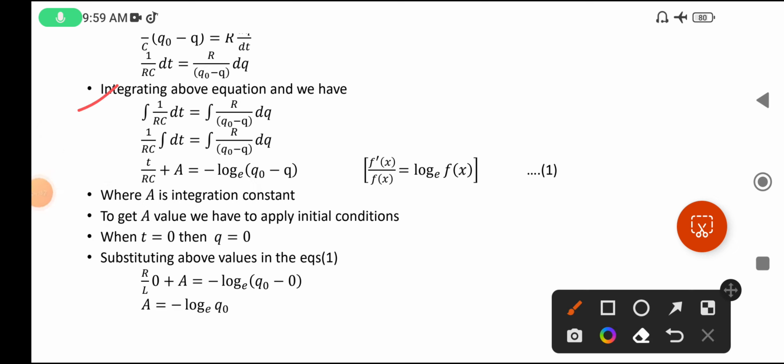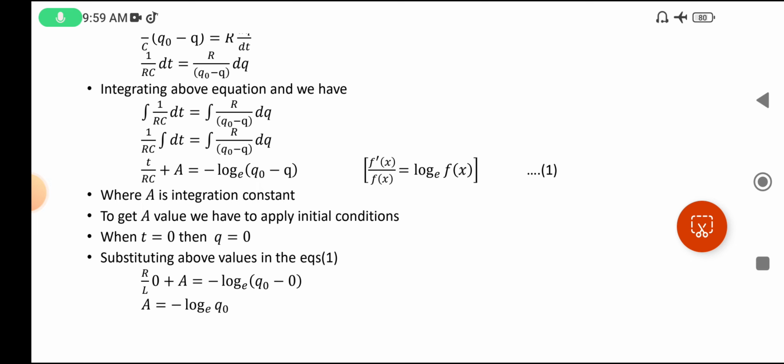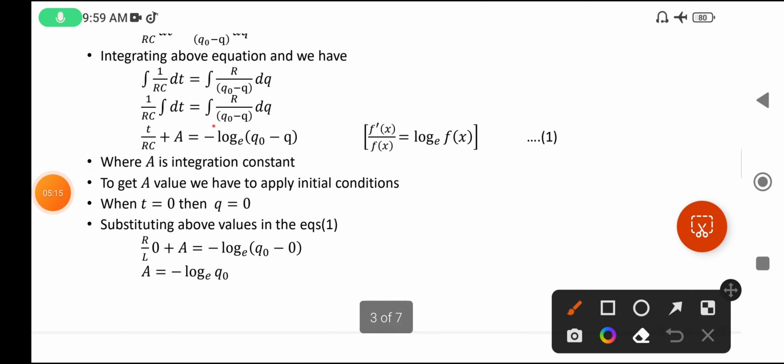Integrating the above equation, both sides integrated, then what do you get? You get like this. After integration it is t by RC, and a constant is added. Why? Because when we integrate both sides we have to take a constant. And see, this equation has a minus sign, because its differentiation is without minus, so minus is taken. If you differentiate this one, you get the minus value. Where A is called the integration constant; to get its value we have to apply the initial conditions.